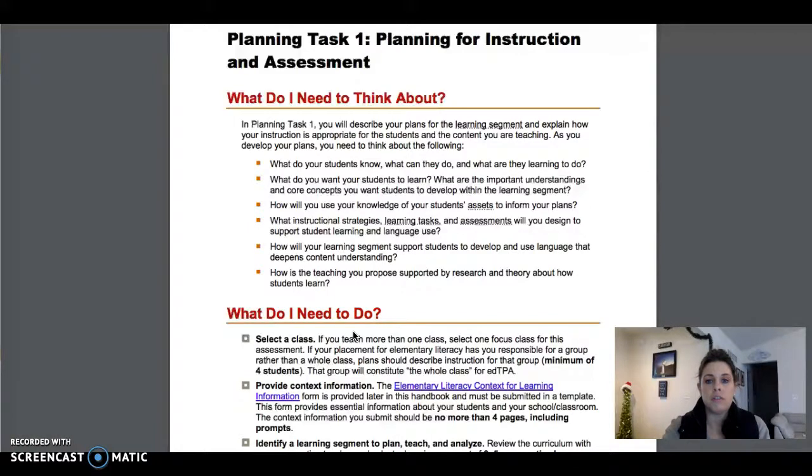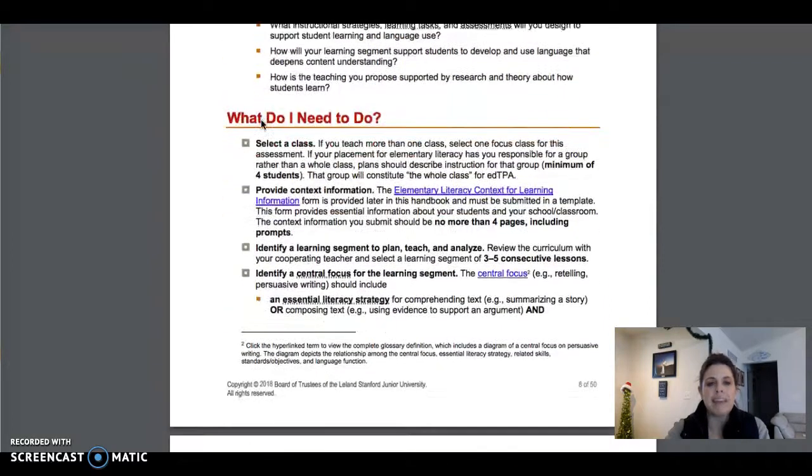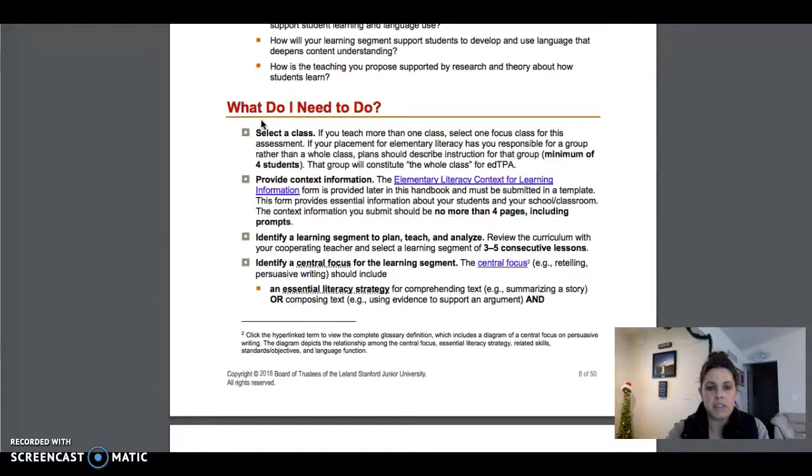What do you want your students to learn? How will you use your knowledge to inform your planning? What instructional strategies are you going to use in assessments? So here are some reflective questions to think about as you start to plan your lessons. Again, here is this list of things that you need to do.